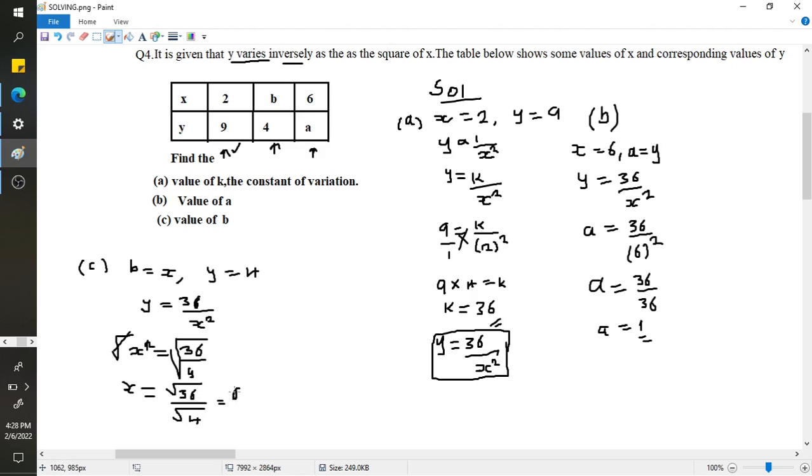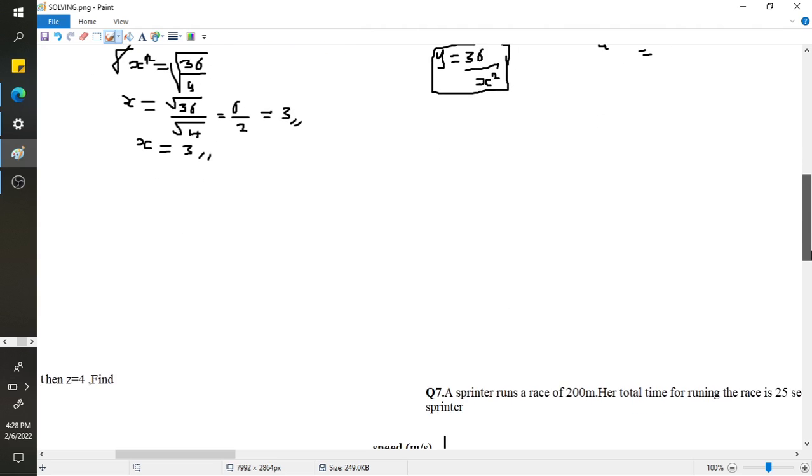That is 6, right? And then what is the square root of 4? That's 2. So this will give us x is equal to 3, right? Yes, that's 3. Hence x is equal to 3. Okay. Wow, that's nice. I think we can solve the last question.